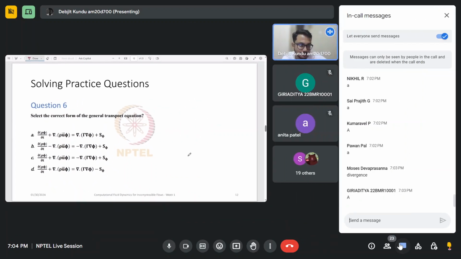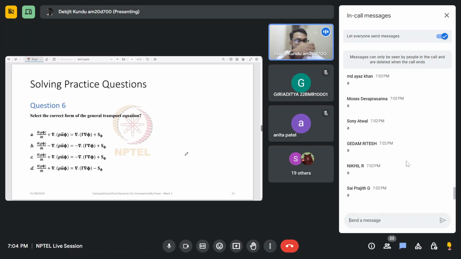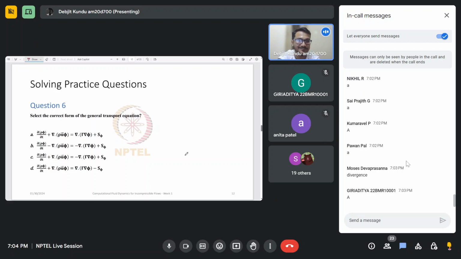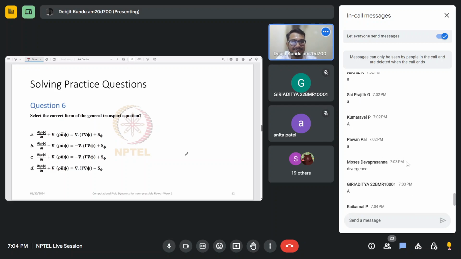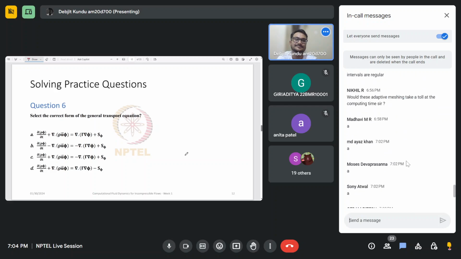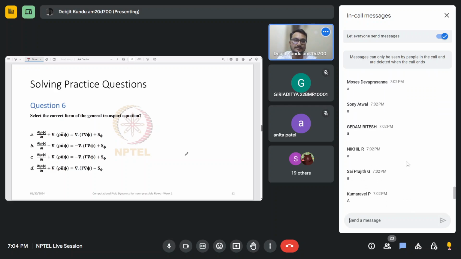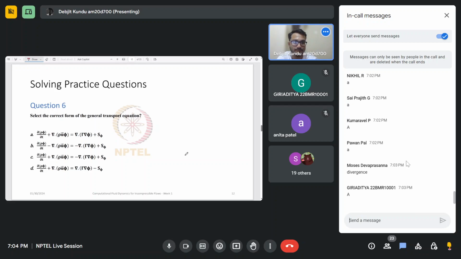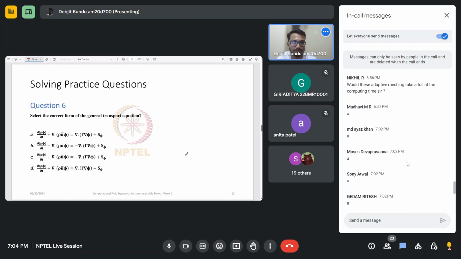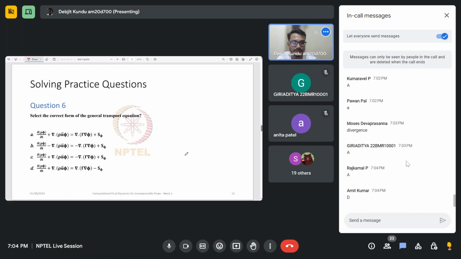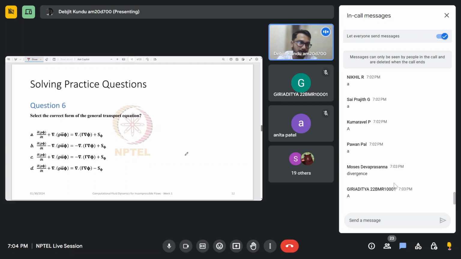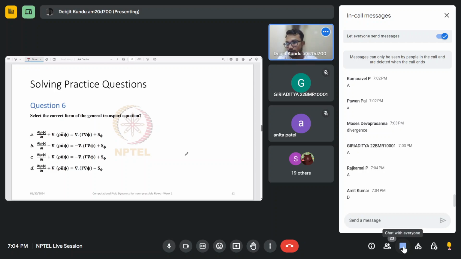Let's look at the chat box. We have some very quick responses. Yeah, someone has reminded me of the word divergence. Thank you. All right, so the majority of us think it should be option A, and a few of us think it should be option D as well. So let's look for some more responses, then we will go ahead and look at the correct solution.